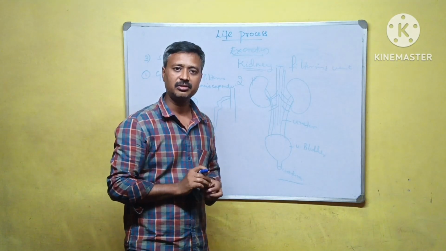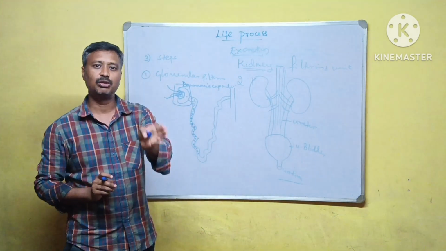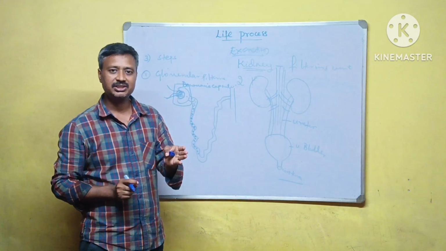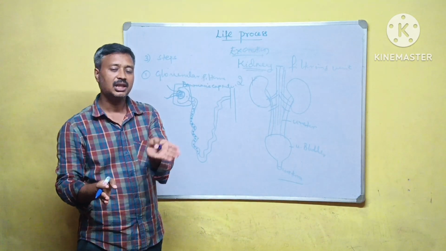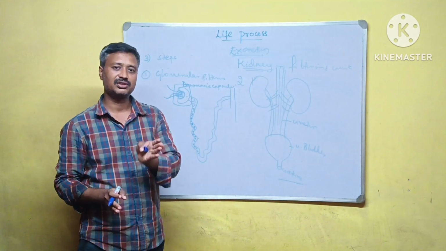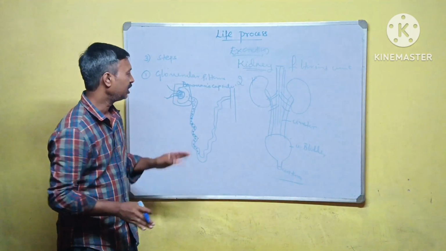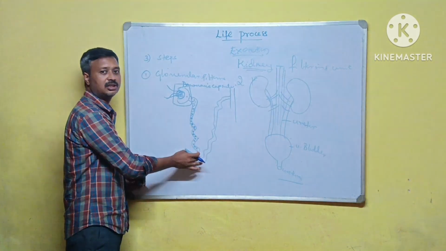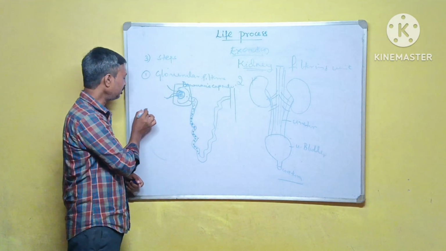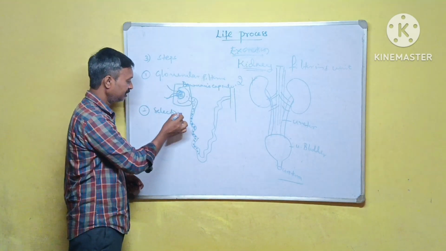Glomerular filtration, understood now? In glomerular filtration, blood rushes into the Bowman's capsule. In the Bowman's capsule, blood filters. It removes excess water, excess salt, excess sugar, and excess waste material into the filtrate. Now the filtrate enters into the tubes. The second step is selective reabsorption.